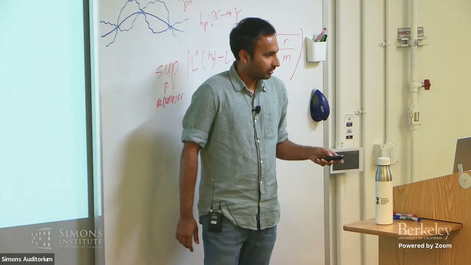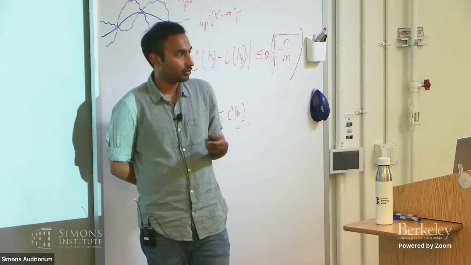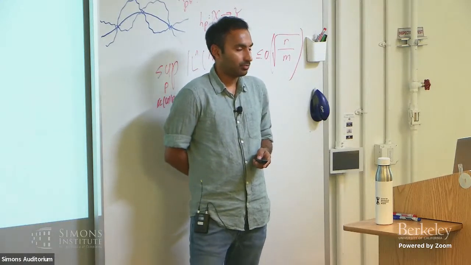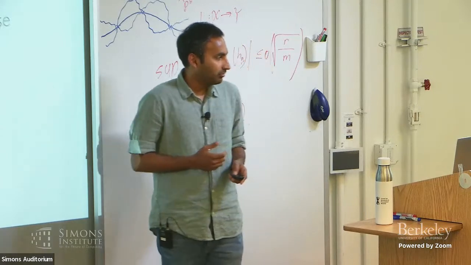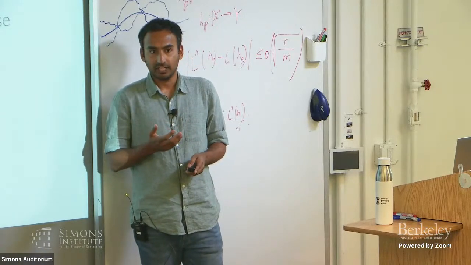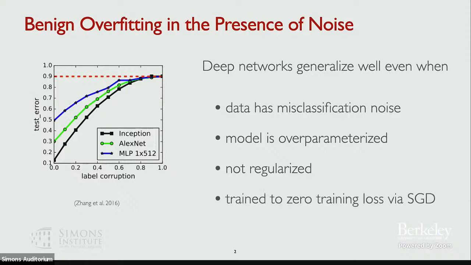So the setting for the talk is these set of experiments that Nati talked about and also alluded to throughout his tutorial this morning. We've seen these experiments that show that deep networks tend to generalize well, even when your training data has misclassification noise. Your model is vastly overparameterized, so the number of parameters in your model is much larger than the number of data points. You're using training methods that aren't explicitly regularized, and you aren't really early stopping too early. And you're training to almost or nearly zero training loss via some gradient-based method.